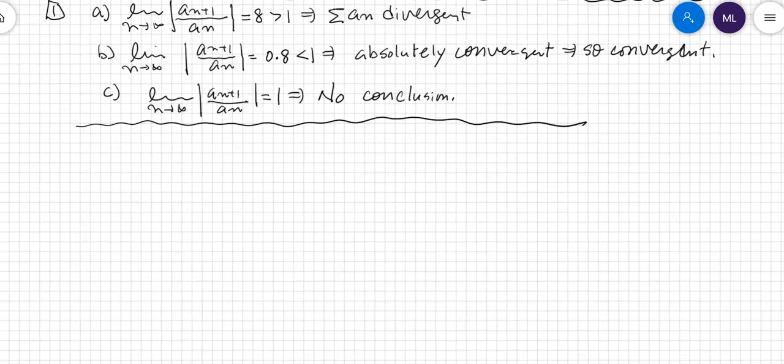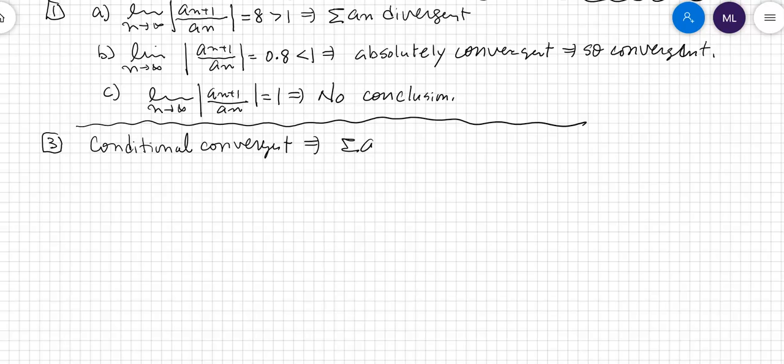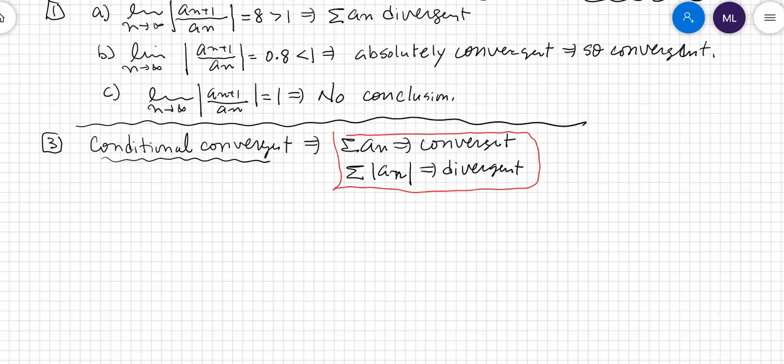Okay, let's do number 3. Now, whether absolutely convergent or conditionally convergent, okay? What is conditional convergence? Meaning, the summation of aₙ converges, but the summation of |aₙ| diverges. We call that conditional convergence, okay? Remember that. Okay, let's go number 3.